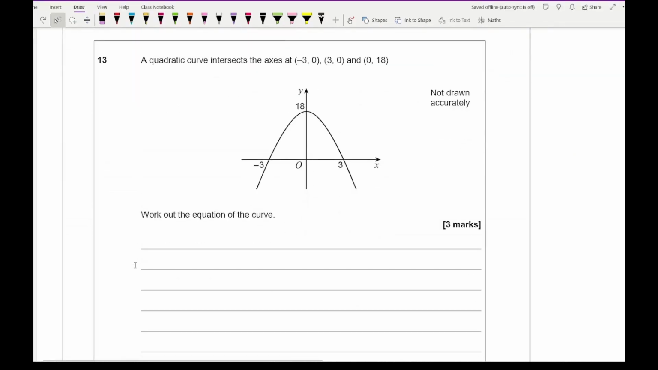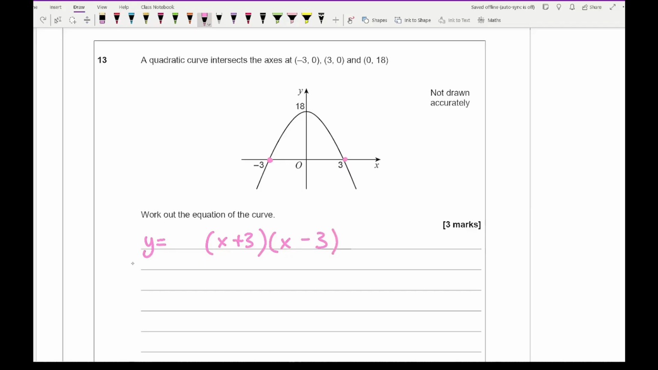Then moving on to question 13, it says the quadratic curve intersects the axes at (-3, 0), (3, 0) and (0, 18). Work out the equation of the curve. Now this is involving graph transformations. So looking at this, in order for us to have roots of minus 3 and 3, then y needs to have the factors x plus 3 and x minus 3.